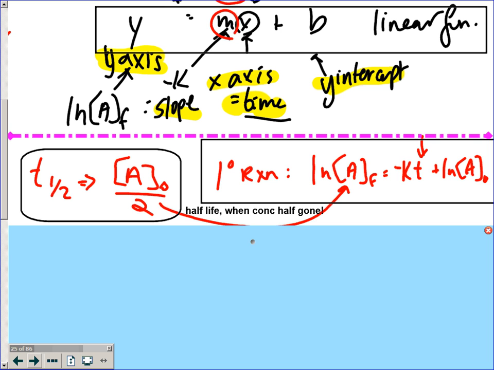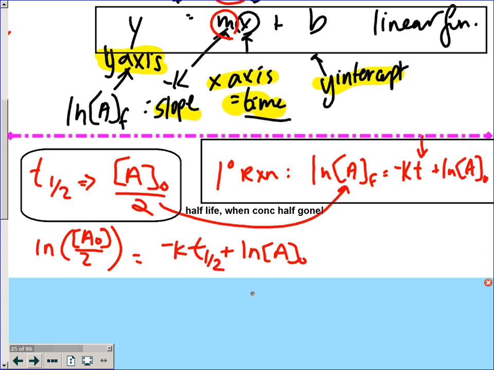Since the final concentration, which is what I'm looking at the end of the half-life, is equivalent to this, I can plug that in where I originally would have put concentration final. This is still the integrated rate law for first order. So where I have A final, this is just going to be concentration initial over 2. And I put a 1/2 here to indicate this is T 1/2, the half-life time, but it's just time.